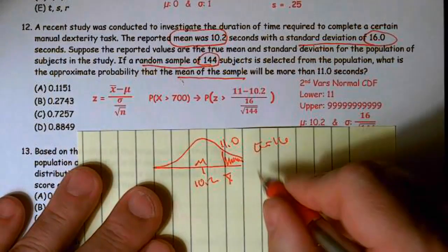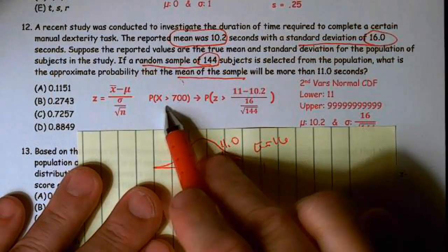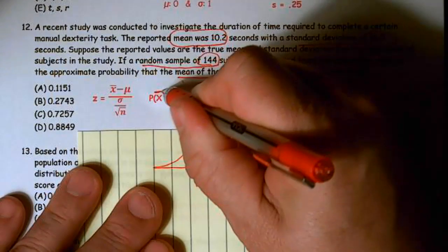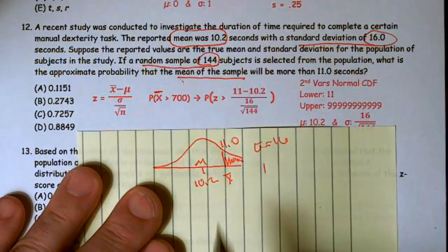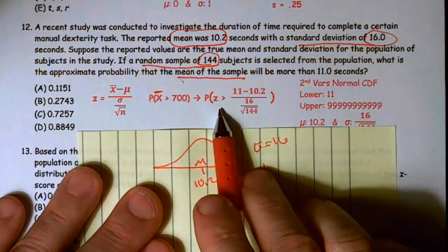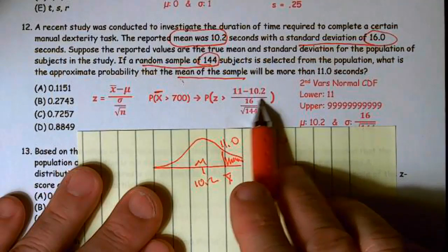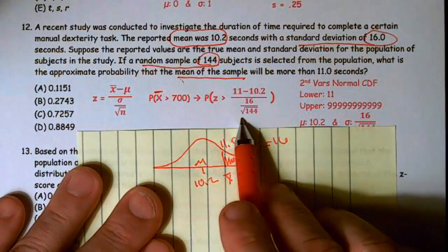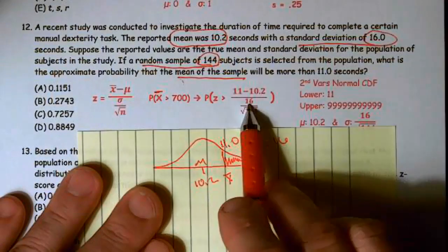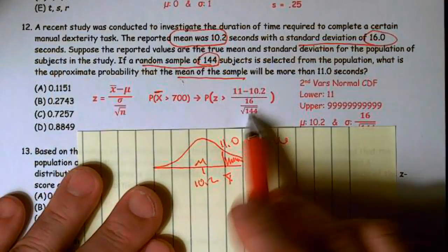So we want the probability that X bar, this should have a line over it, is greater than 11, which is the probability of Z being greater than 11 minus 10.2. It's normal by central limit theorem. So remember, we're going to have 16 divided by the square root of 144.